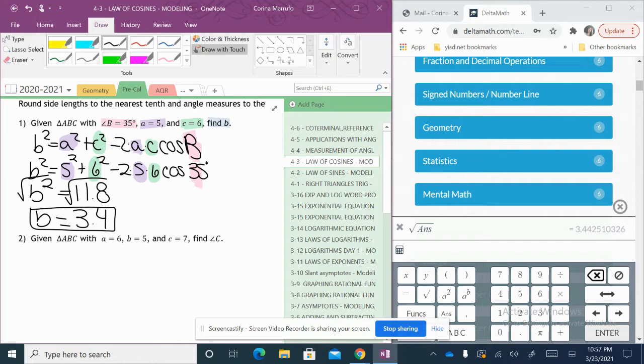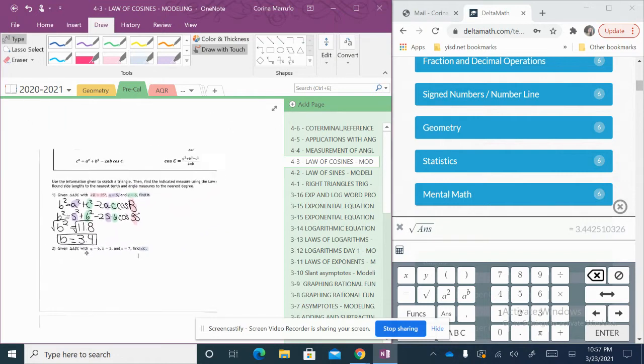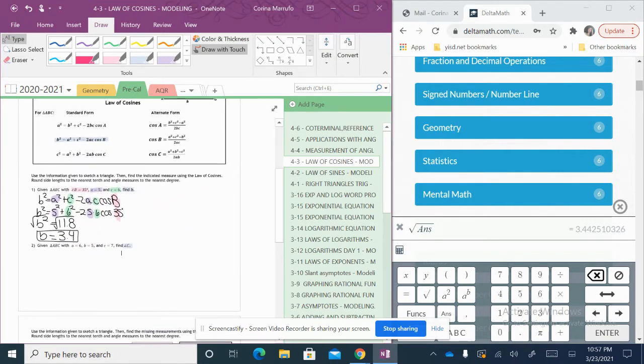All right, this next one says given triangle ABC with A equals 6, B equals 5, C equals 7, find angle C. This time we are looking for angle C. So if I look here, I'm going to go ahead and make this smaller. I am going to be using this formula right here. I'm going to copy it down.